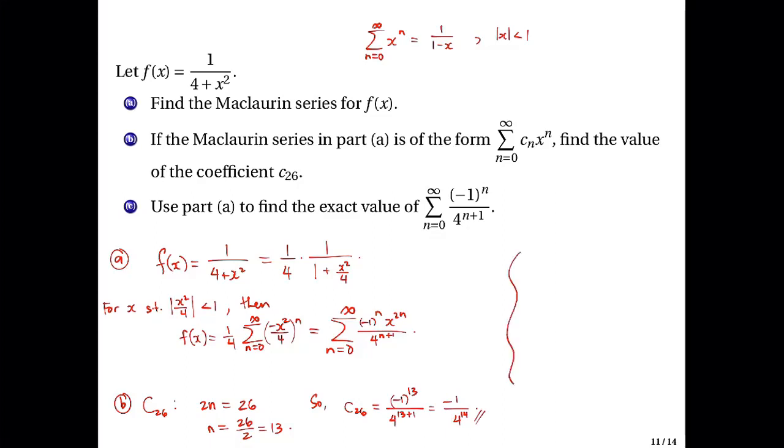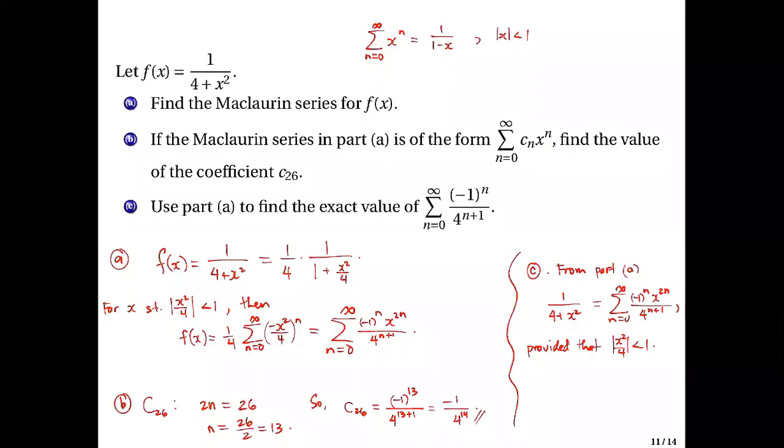And then, finally, for letter C, we want to solve for this from part A. From part A, 1 over 4 plus x squared is equal to the sum negative 1 to the n x raised to 2n over 4 raised to n plus 1, from 0 to plus infinity, provided that absolute value of x squared over 4 is less than 1.